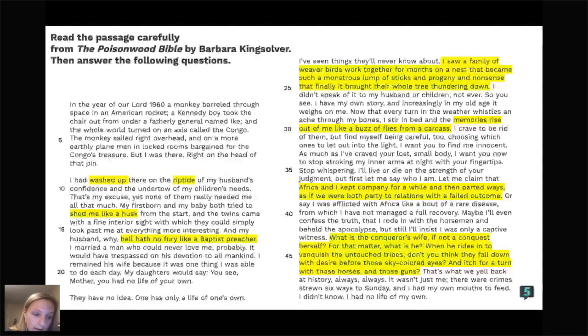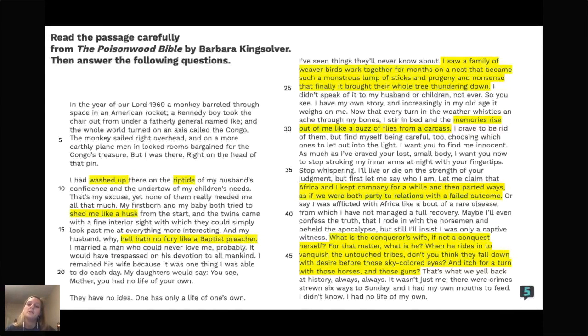So on line 9, the first two things that I highlighted were the phrases washed up and riptide. In the sentence, I had washed up there on the riptide of my husband's confidence and the undertow of my children's needs. So this is an example of diction, word choice that Orleana decided to use to convey the severity of her situation.